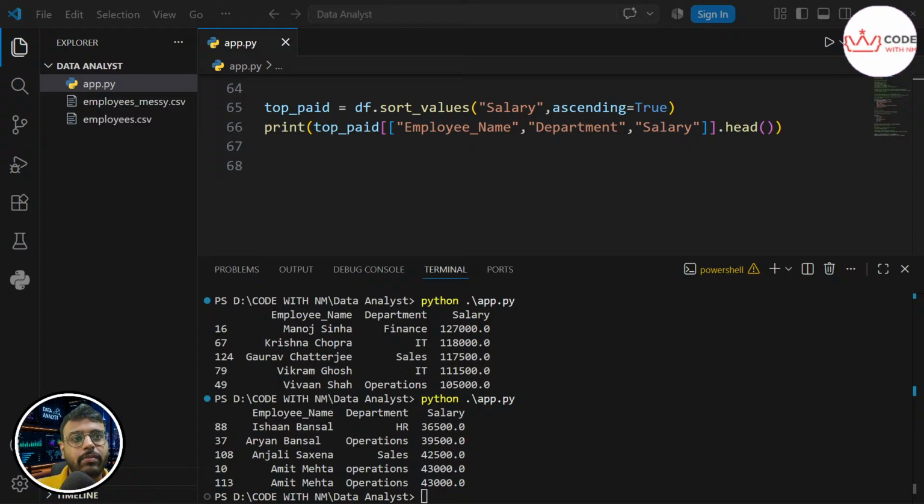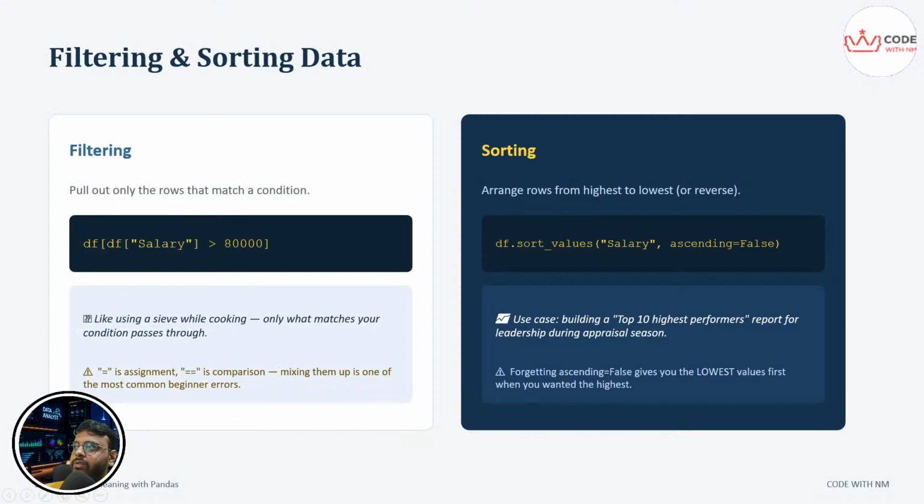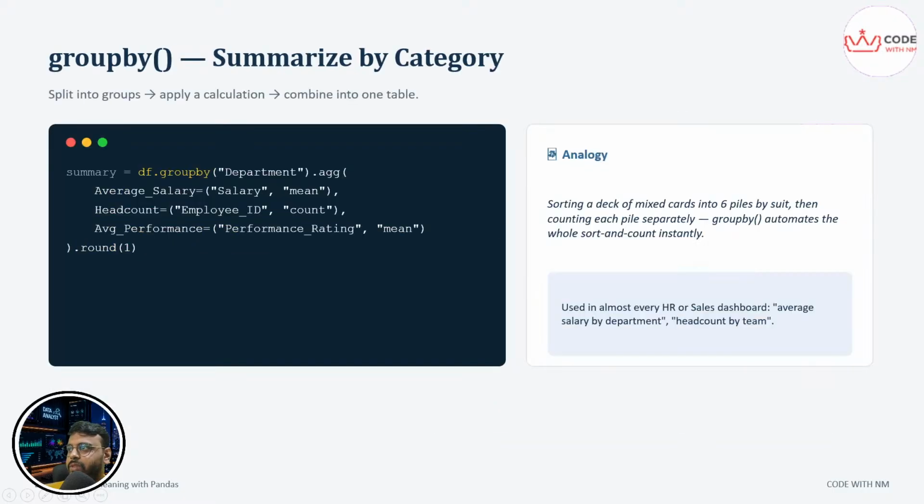So let me jump onto the PPT. So we have learned the filtering and sorting over here. Okay, so group by. What is group by? Group by splits your data into groups. Simple. Like all rows for each department, applies a calculation to each group and combines the result into one summary table, all in one line.